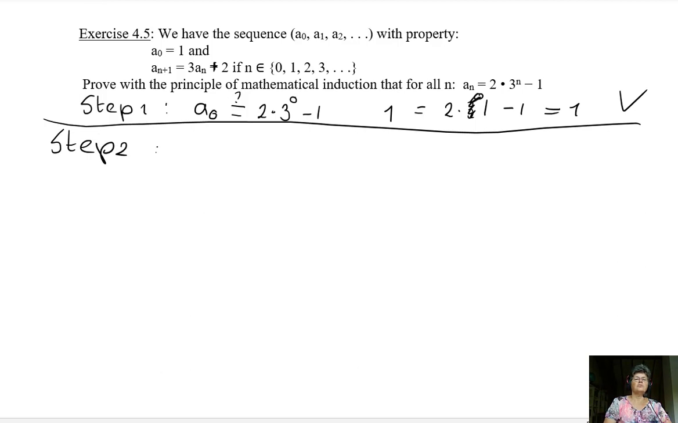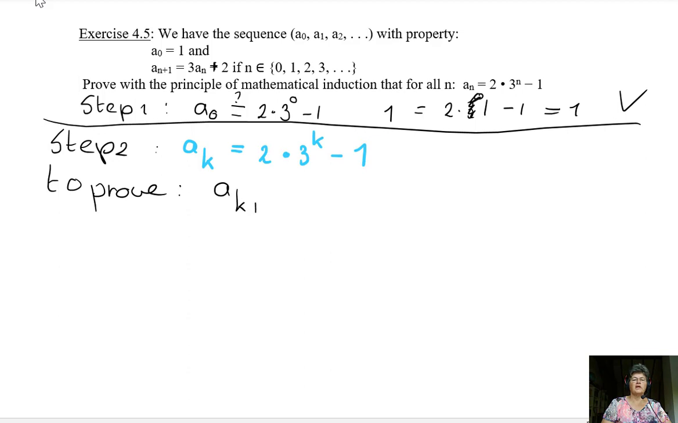Step 2. Let's make an assumption. So assume that it's true for some element in the middle, and let's call it k again, then Ak is 2 times 3 to the power of k minus 1. And then we need to prove that it's true for the successor, so that A(k+1) equals 2 times 3 to the power of k+1 minus 1. And that's what we need to prove.